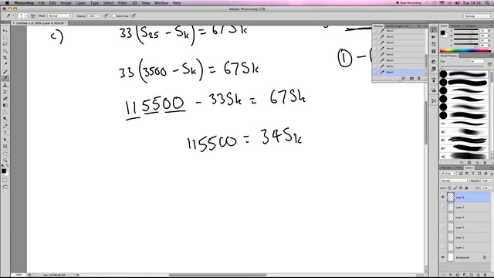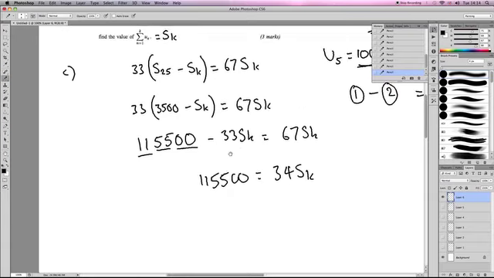Now, it's a bit odd because there's a decimal, and I'm not sure if that's correct or not. So I'm going to just double check. 33 times... That's definitely it.